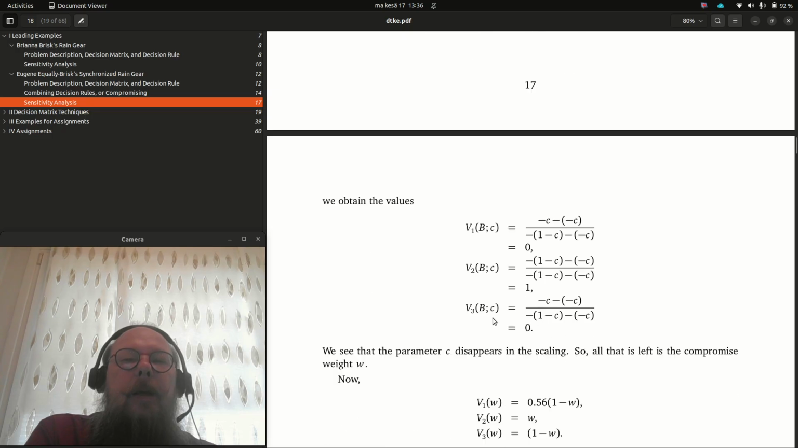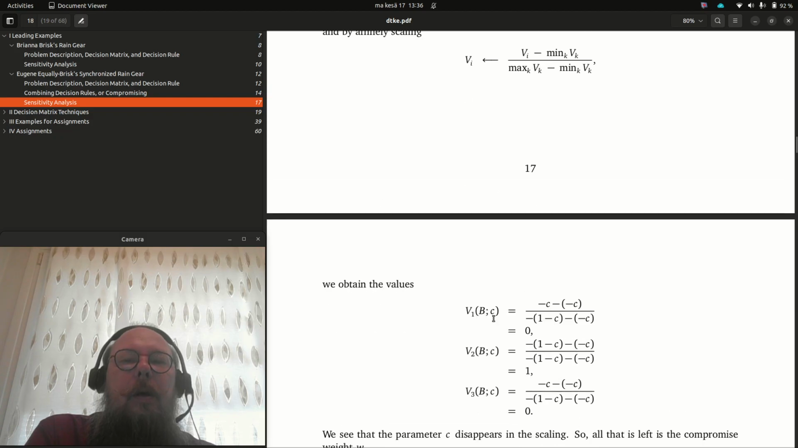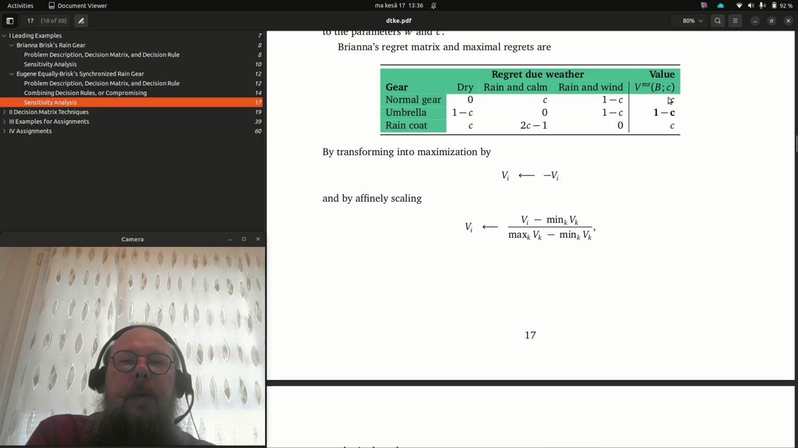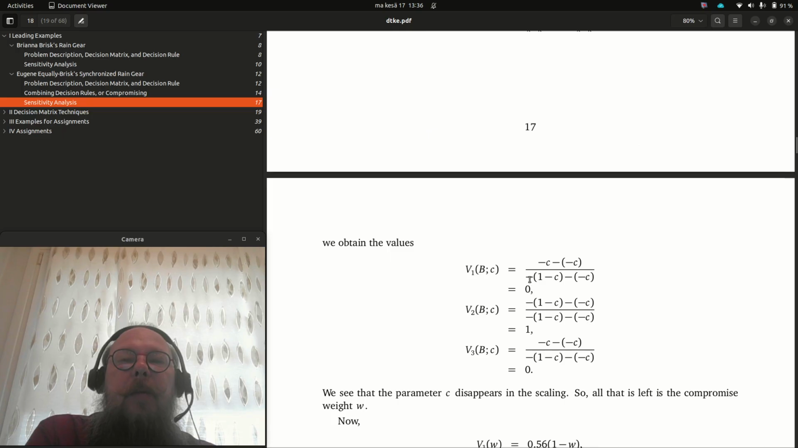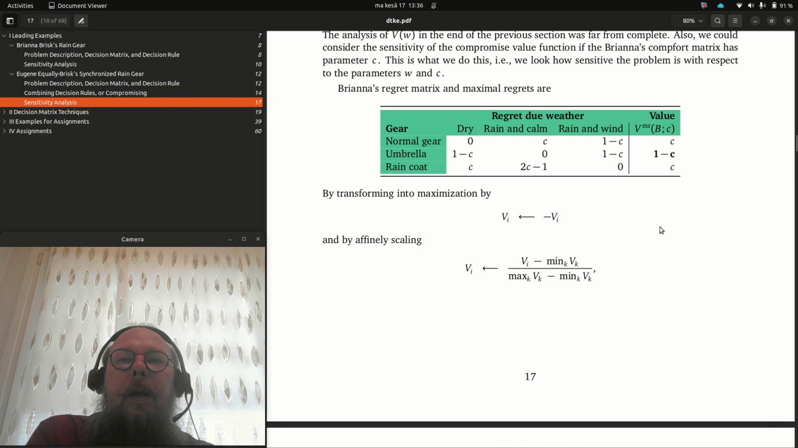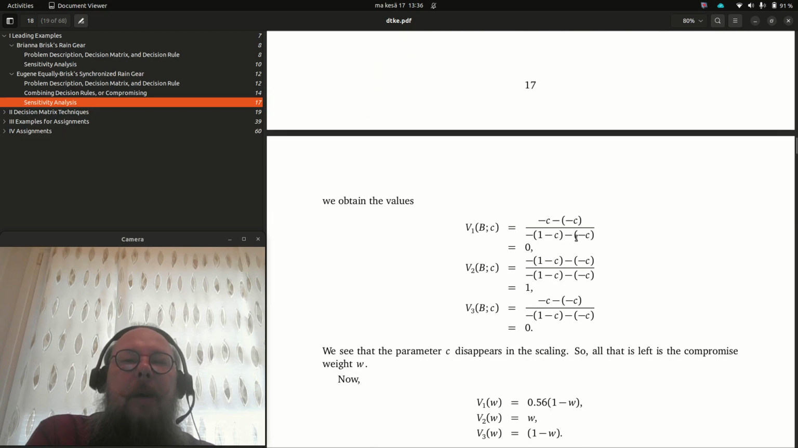And here are just the calculations. Vi is here, there was minus C, minus 1 minus C, and minus C. So these numbers multiplied by -1 because we turn it into the maximization. Then what is the maximal value? Maximal value is -1 minus C. So minus this is the maximal value, and then minus C is the minimal value. So we have to divide by -C.